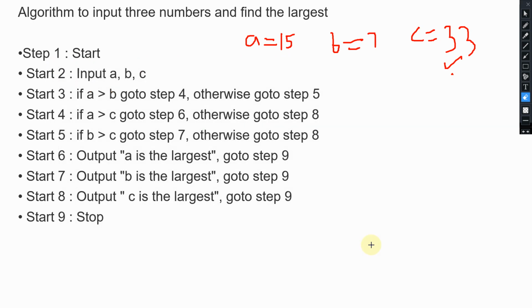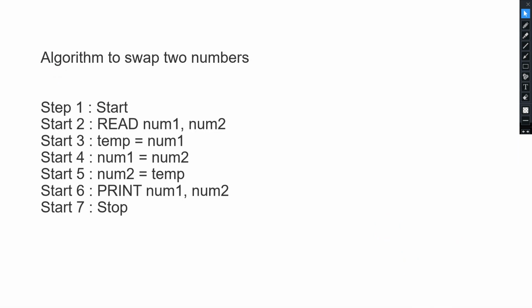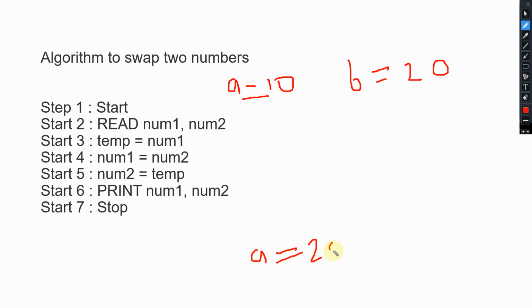So this is how this algorithm is working. Now children, I would like to move on to the next part. In the next part, this is the simplest algorithm of swapping two numbers. Children, in this there is no condition. Suppose we have two numbers, A is 10 and B is 20. We would like to swap these two, and after swapping, A becomes 20 and B becomes 10.